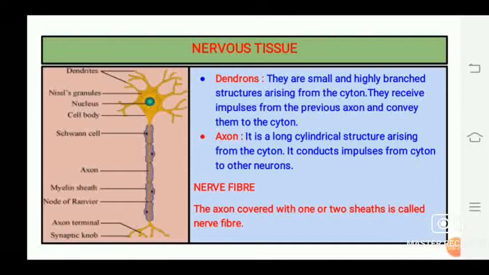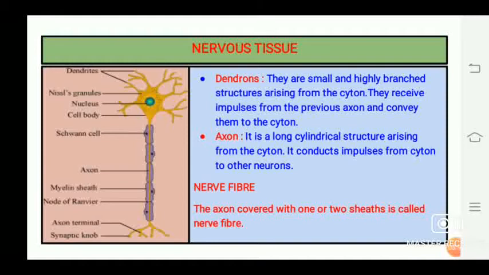Dendrons are small and highly branched structures. As you can see, the branches here arise from the cyton. And what is the function of these dendrons? They receive impulses, meaning electric signals, the stimulus from the previous axon. They get impulses from the axon and pass these impulses to the cyton, or cell body.